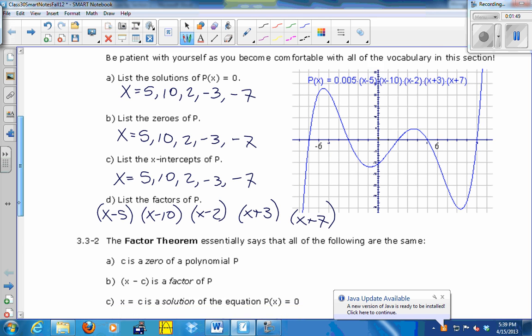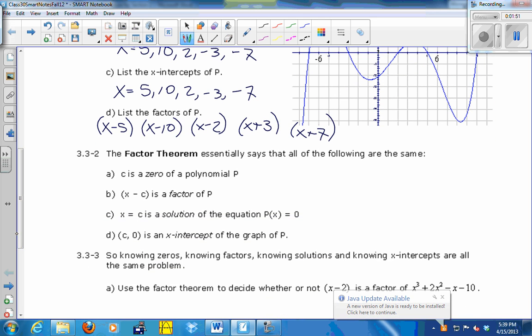So we have a special theorem that just says exactly what we have already come to see, that basically all of the following are the same. If c is a 0 of the polynomial, x equals c is a 0, then x minus c is a factor. Does that make sense? So because 5 was a 0, that means x minus 5 had to have been a factor. x equals c is a solution to the equation p of x equals 0, and c comma 0 is an x-intercept. So these are ultimately all exactly the same.